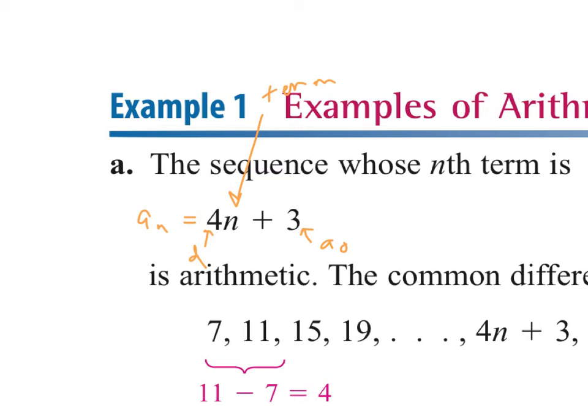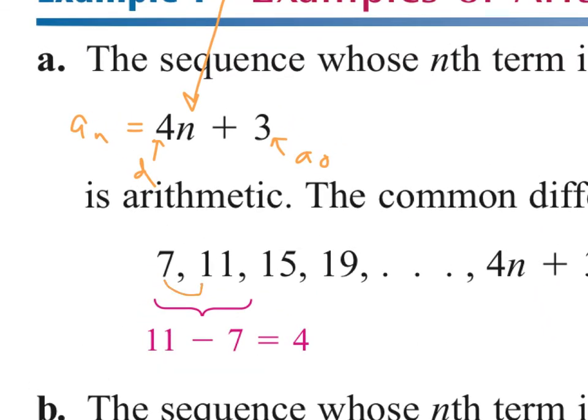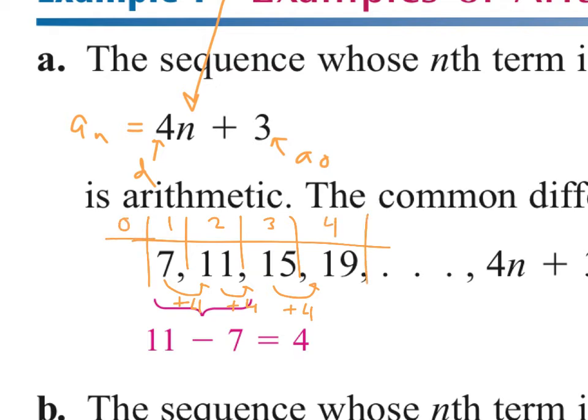So if it gives us the equation here, we can plug in 1, 2, 3, 4, and find each term in our sequence. We see here, we add 4, add 4, add 4. 7 is our first term, 11 is our second term, 15 is our third, 19 is our fourth. How would we find our 0th term? Subtract 4. To go backwards, we subtract 4. So our 0th term is 3, which, if we look at our equation, is where that 3 comes from.